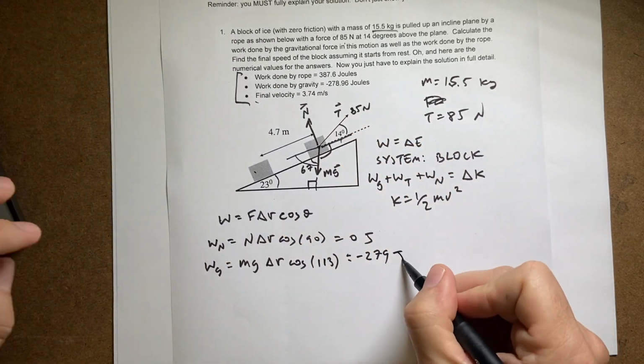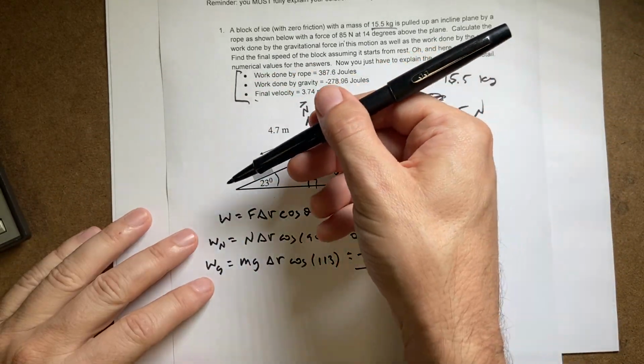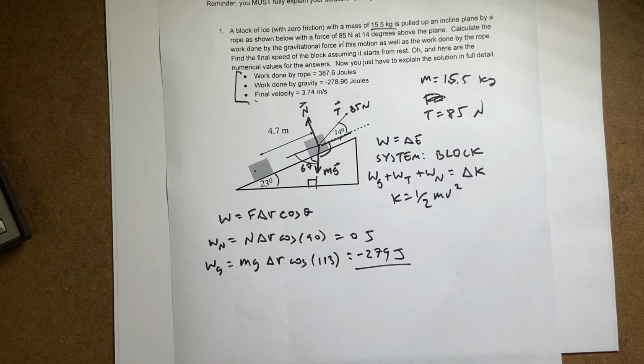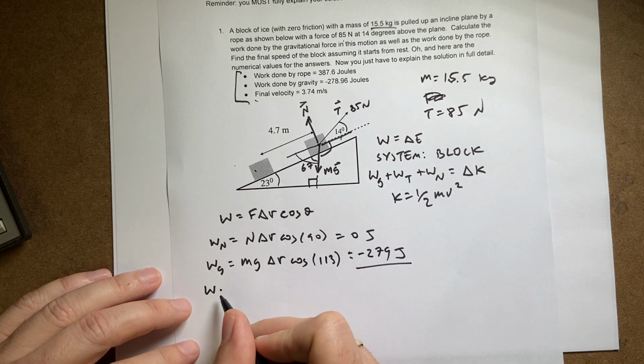Okay, joules. So because the block is moving this way, but the gravitational force is pulling in the opposite direction of its motion, it's actually working against it. Literally. Okay, that's why it's a negative work. And that's cool. You can do negative work. Nothing wrong with that. Okay, now finally, the work done by the tension.